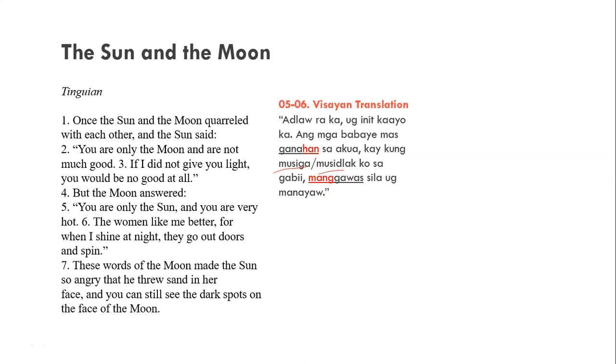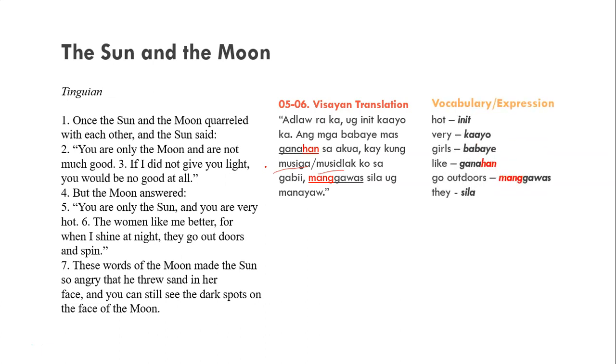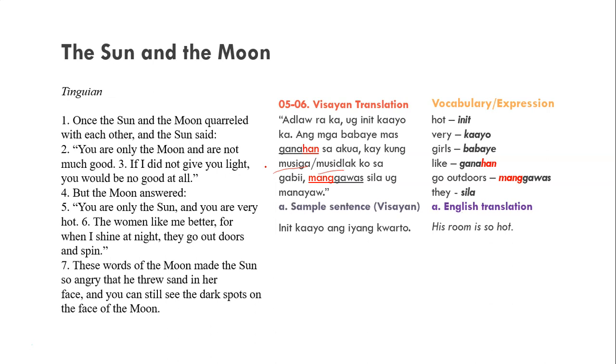And as I told you, here are some vocabulary like hot is init, very is kaayo, girls, babayi, like, ganahan, go outdoors, manggawas, they is sila. The pronoun they in Visayan is sila. And sample sentence is init kaayo ang iyang kwarto. Init is hot. His room is so hot.